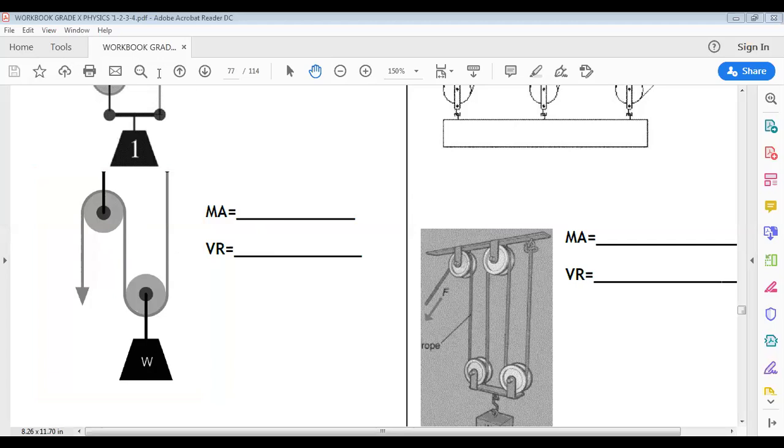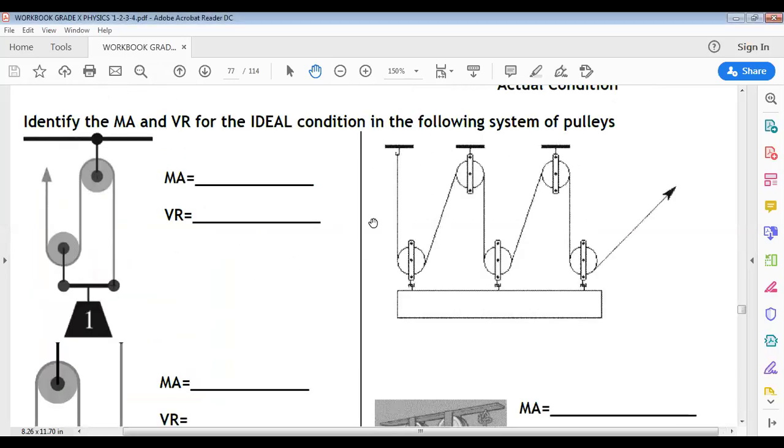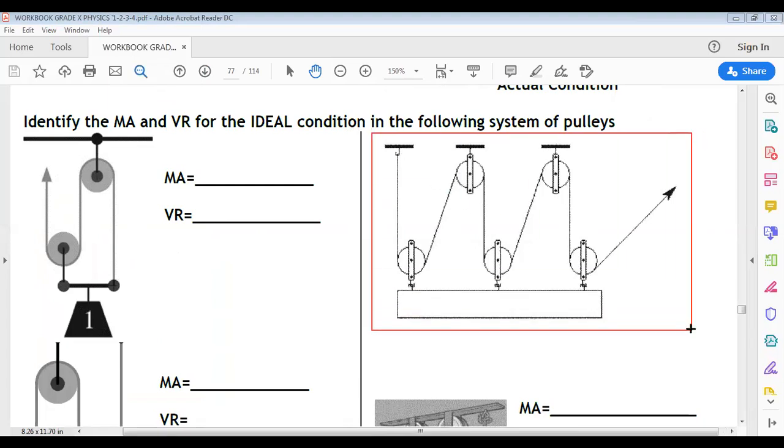Okay, no problem, beta. So now let's do this one. See, I will highlight which one I'm talking about. I'm talking about this system now. This one. Say me how much is the MA and VR. Count it properly.